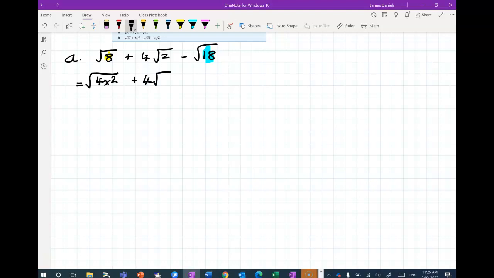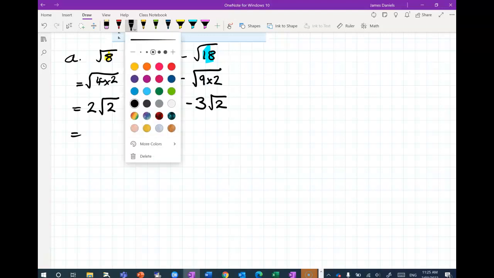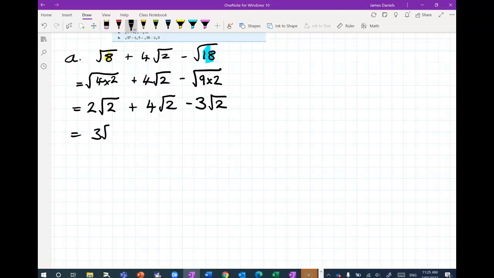4 square root 2 is already simplified, and the square root of 18 can be broken up into 9 times 2, 9 being the square number. Square root of 4 creates 2 wholes. So 2 square root 2 plus 4 square root 2 minus, now 9 is our square number, the square root of 9 is 3 square root 2. Now we can collect our like surds, add or subtract I should say. I have 2 root 2's plus 4 root 2's, 6 root 2's minus 3 root 2. 6 minus 3 is 3 root 2.